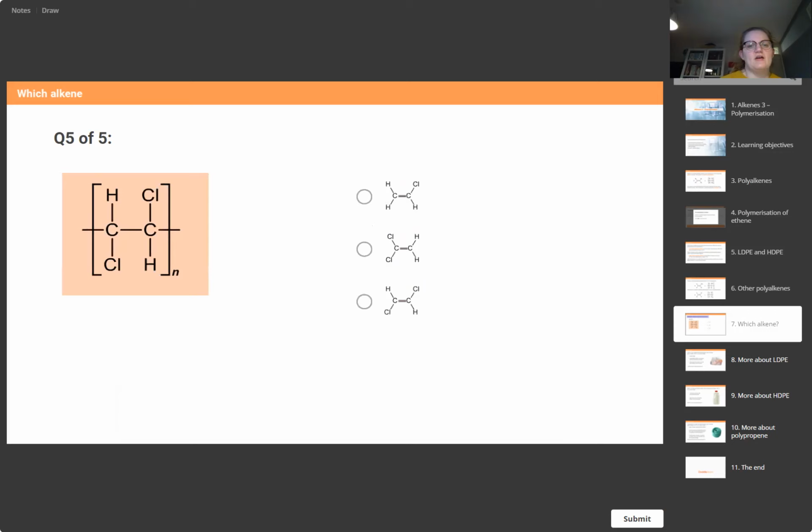And then finally, chlorine and chlorine on opposite sides of the double bond. It can't be the top one because there's only one. Can it be the bottom one? Well, they are on opposite sides, but they're actually on the same side here. Let's look at this one. Yeah, they're diagonal across from each other and it's hydrogen and hydrogen. So it's this one here.